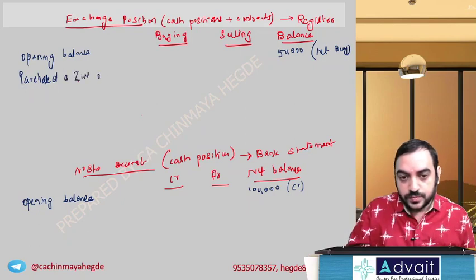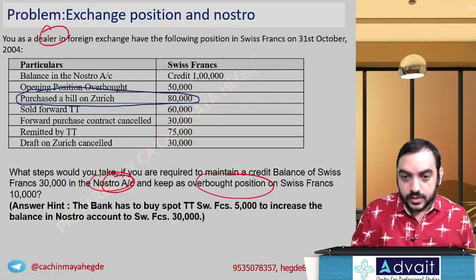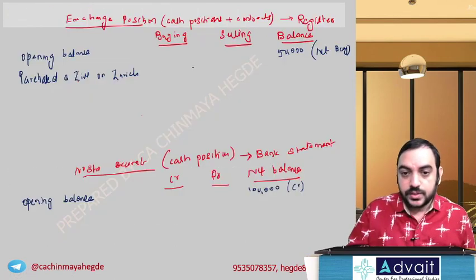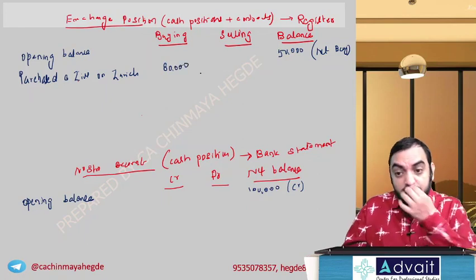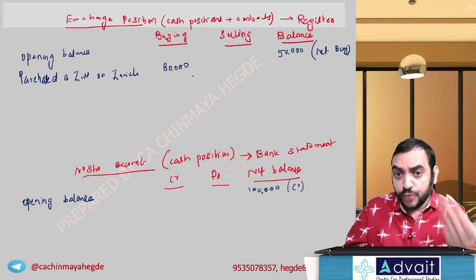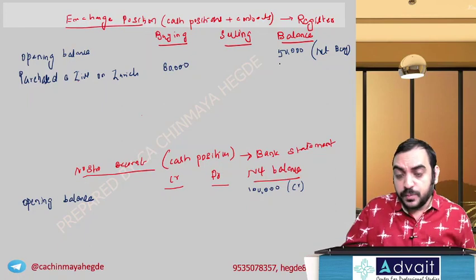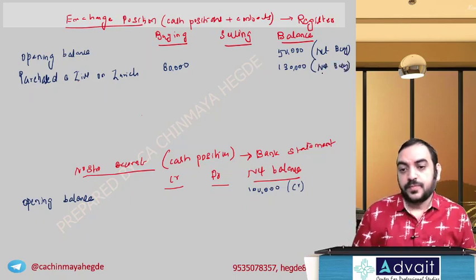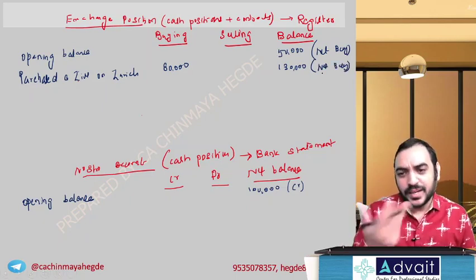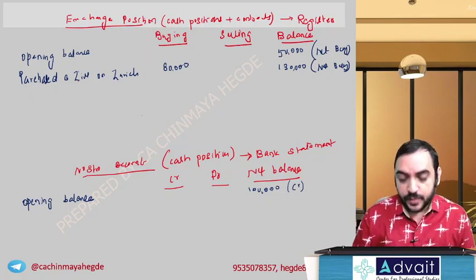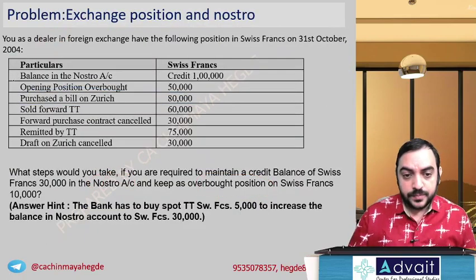On Zurich, 80,000. That's a buying 80,000. So you already had buy 50,000. Now 50,000 plus 80,000, buy becomes 1,30,000. Net buy position balance. You don't have to calculate one by one, but I'm doing it for my reference. Okay. So opening balance is done.